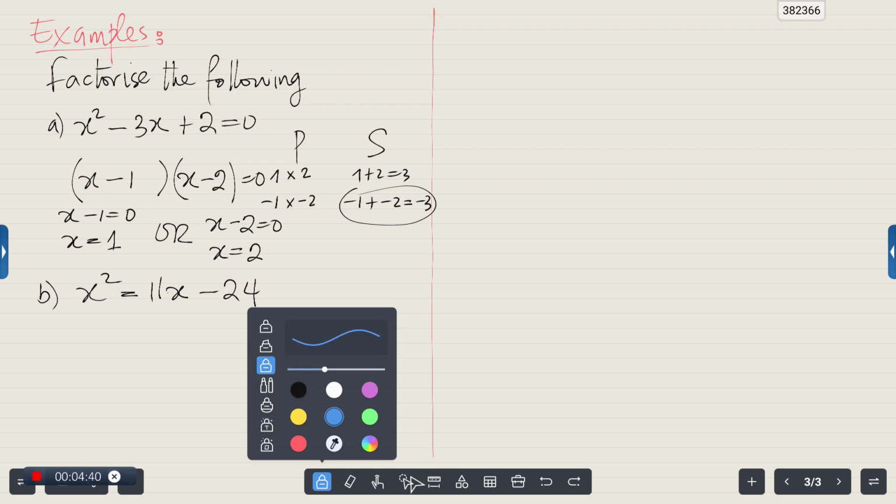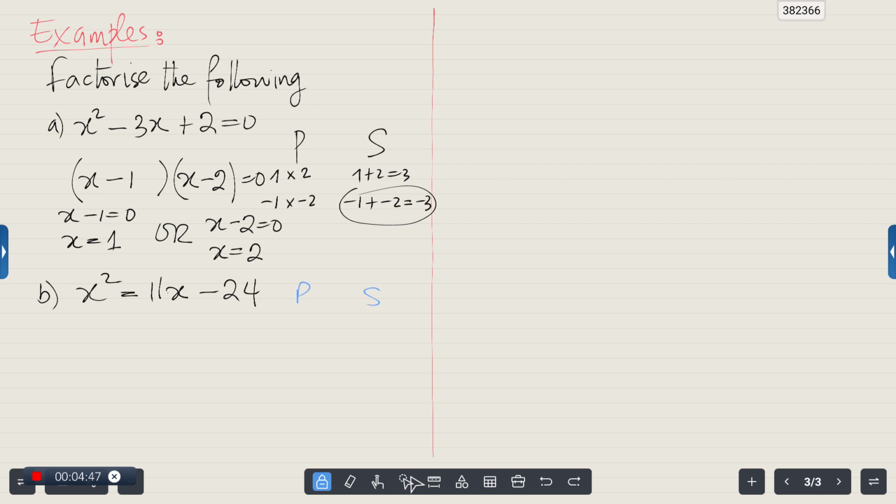Example number 2. We are looking again at product and sum. So we have 2 times 12. We have 6 times 4. We have 8 times 3. This most likely can add up to 11.